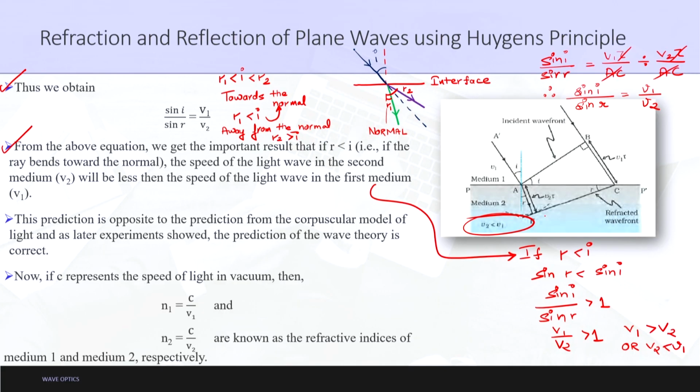What is proved is that the wave theory of light shows that on refraction, if the ray of light bends towards the normal, then the velocity in the second medium will be less than the velocity in the first medium. So, hence this is proved.